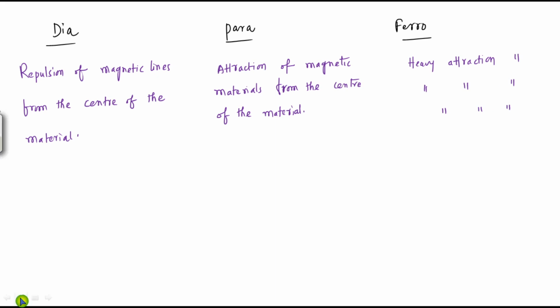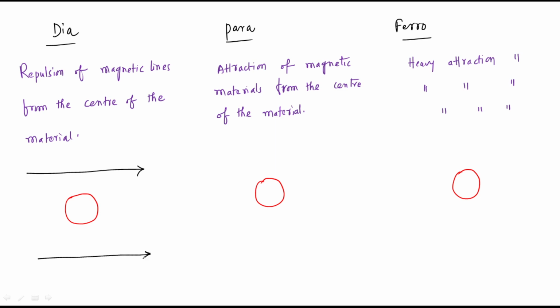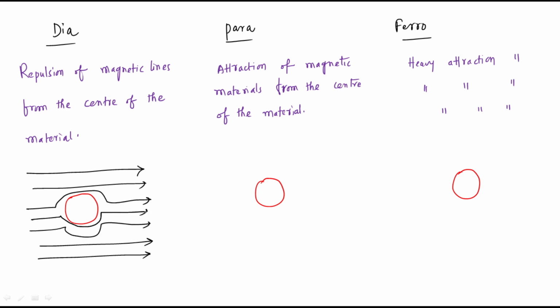Then let us say this is a material, this is a material, this is a material. Then the statement for magnetic flux lines is repulsion of magnetic lines from the center of the material. So let us say this is the first magnetic line, this is the magnetic line, repulsed from the center of the magnetic material. So the magnetic flux lines are like this.